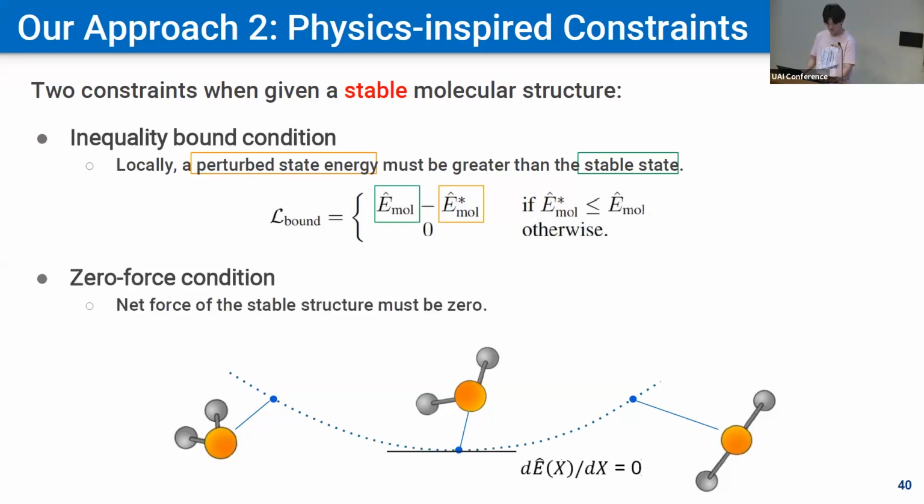The second constraint is a zero force condition. This is based on our simple understanding that in a stable structure, the mean of the net force should be 0.